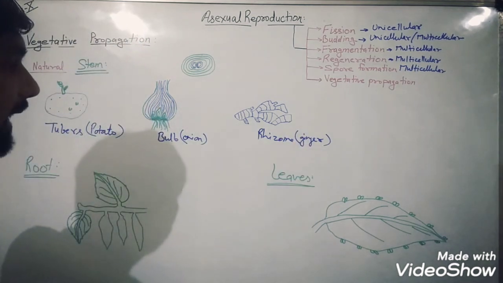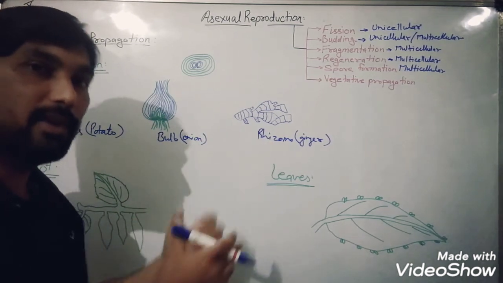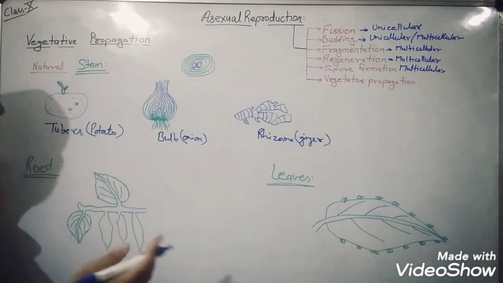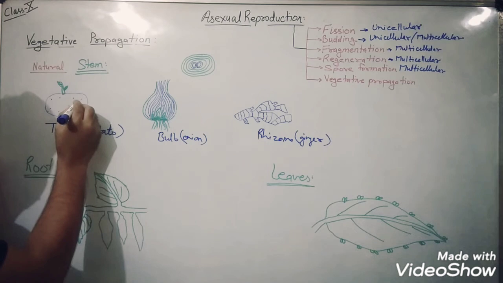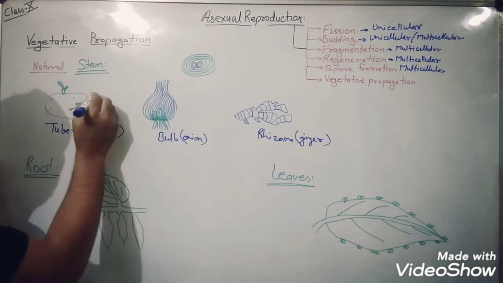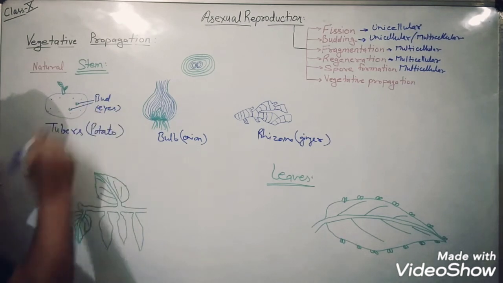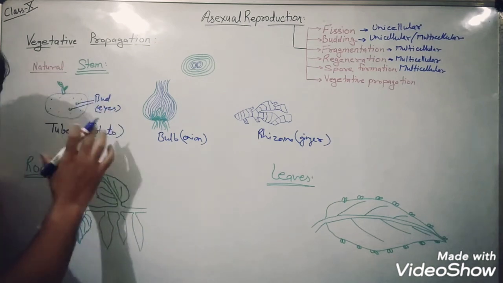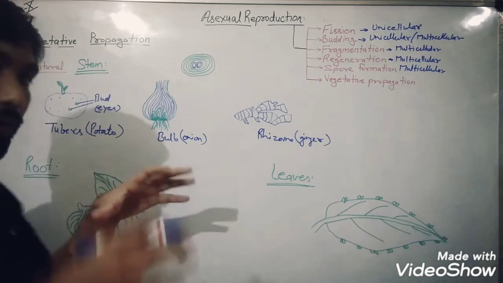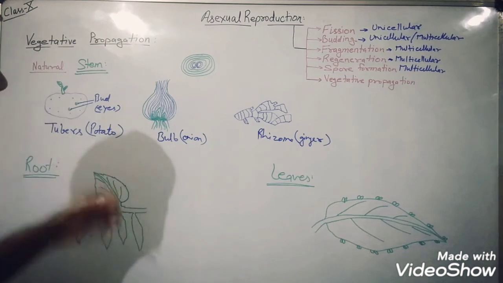So these are the modified stems which are going to develop into new organisms, new individuals, new plants with the help of their stems. Perhaps many of you are aware about some small structures that are going to be present here on the potato, that is known as bud, or simply we know them eyes. So with the help of these small buds or eyes, when these are going to detach from the parent body and going to grow into the soil, they are going to germinate into a new individual, new plant.